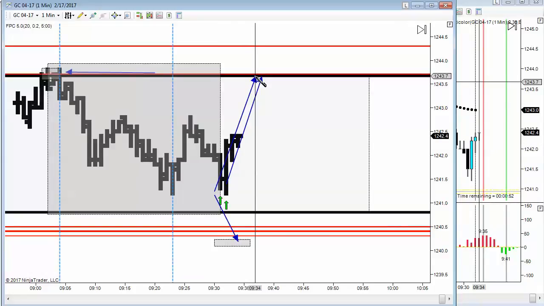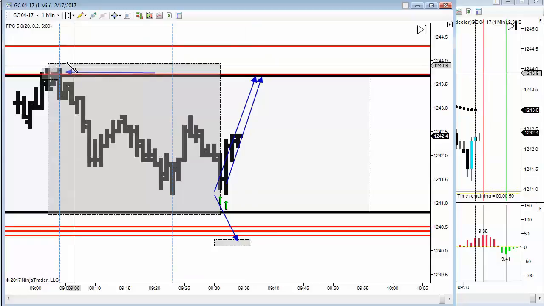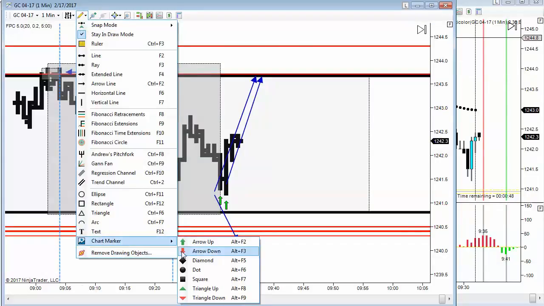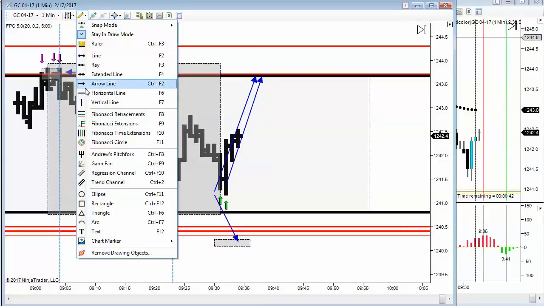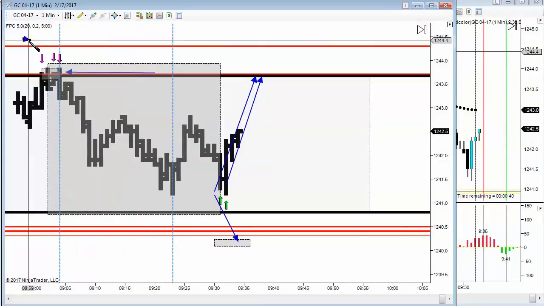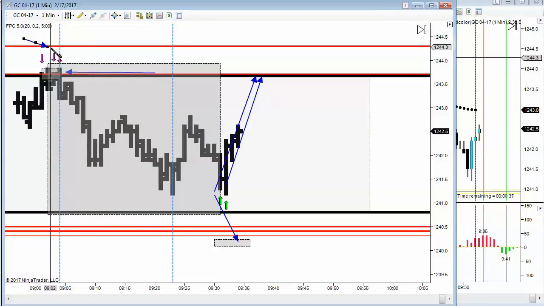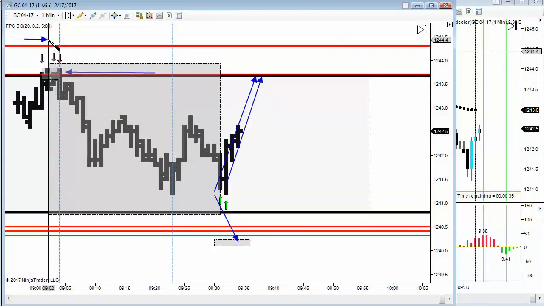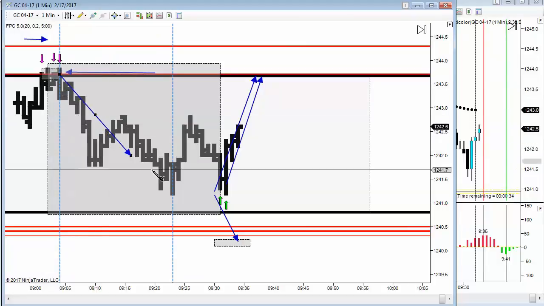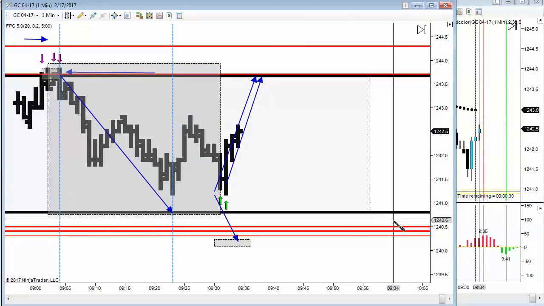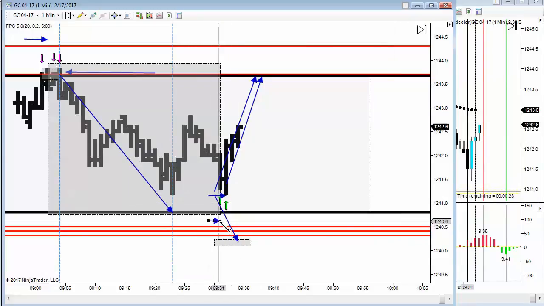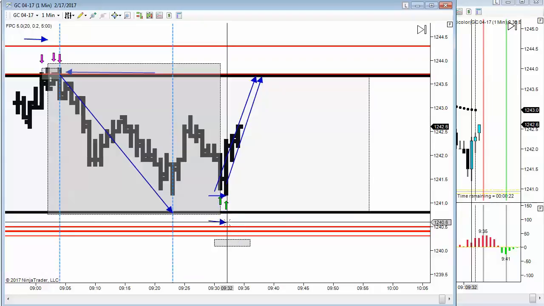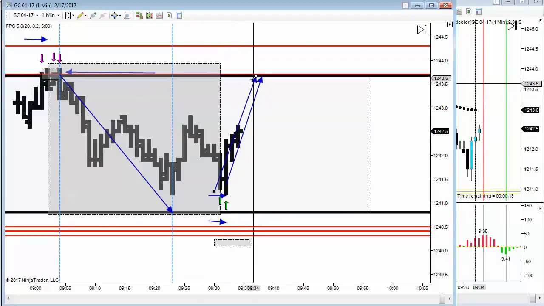So in that sense, the Fractal Pivot Confluence Tool says, hey, if your time signals are telling you short right here, that's fine. Don't put your stop any higher than this red line, because it should hit here and bounce away. And if you're going for a target, try to get this. And then, if you're going to go long right here, that's fine. Put your stop right under this line and go for this.